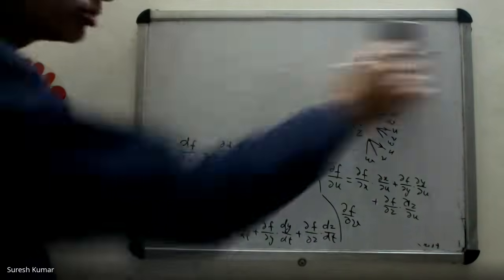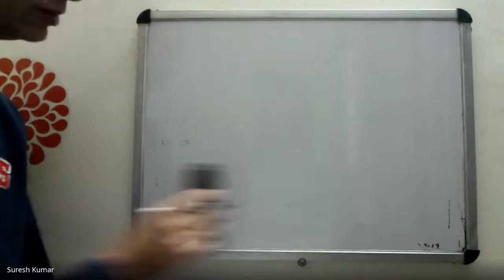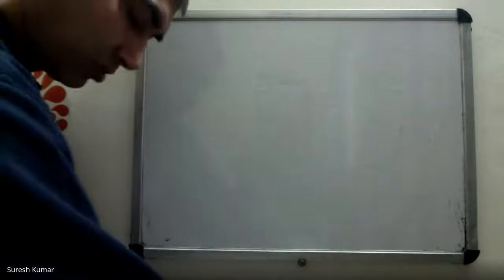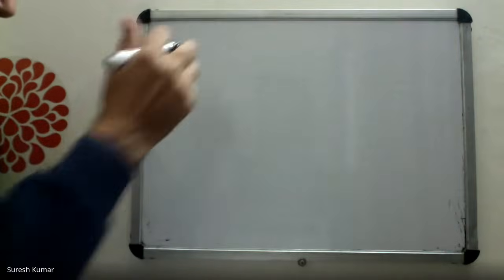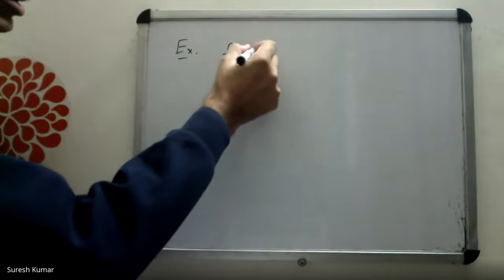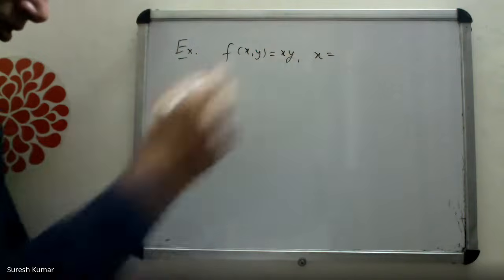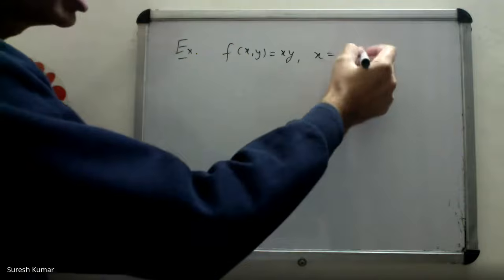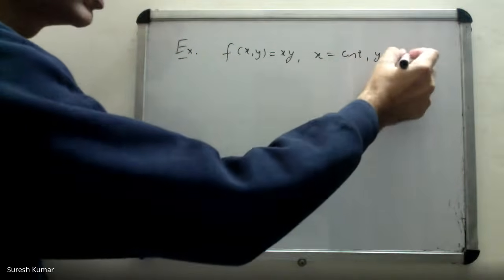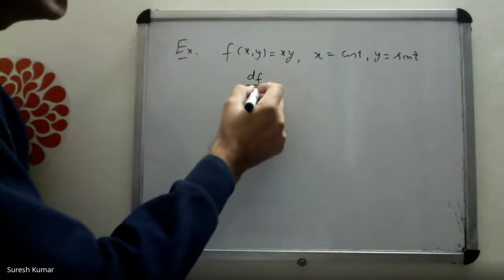Now let's do some problems. It is very easy. You can apply it to all the problems easily. Suppose f(x, y) is x times y, x is cos t, and y is sin t. Find df over dt.